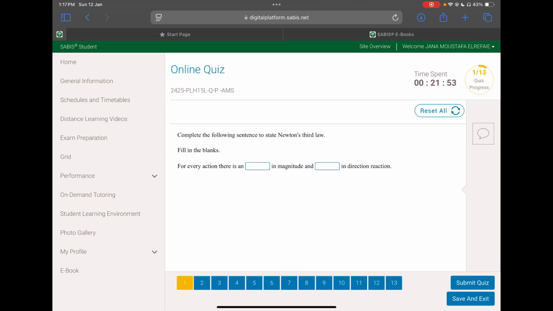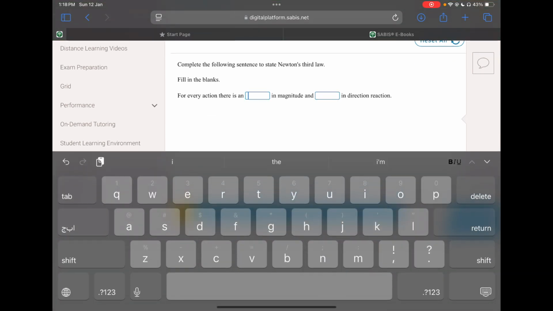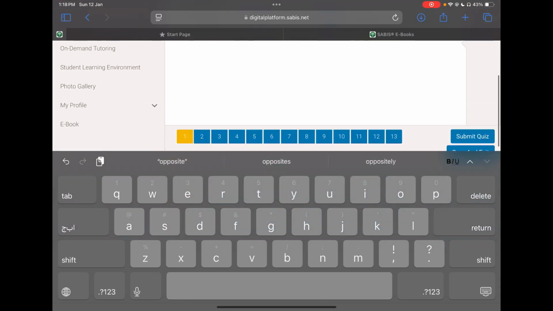So for an example, you push a wall. What happens? The wall pushes you back with the same amount of force, but a different direction, because you're pushing forward, yeah? The wall is going to push you backwards. You know what I mean? Okay, so here, as I said, for every action, there's an equal in magnitude and opposite in direction reaction.